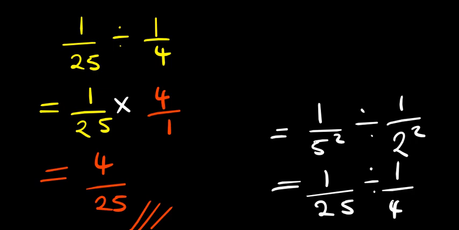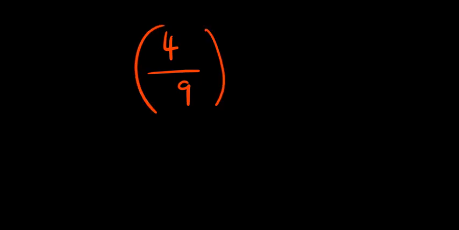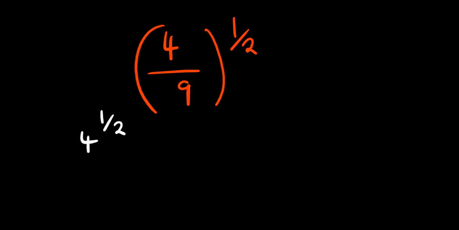Okay, let's make it interesting. Let's say you're given 4 over, let's say 9. Then let's say you have 1 over 2 as a power. So what does that mean? This 1 over 2 is going to fall on the 4 and on the 9, because what this means is that you are multiplying by the powers of this one as a power of 1, this one as a power of 1. So therefore I'm going to have 4 to the power half divided by 9 to the power half.